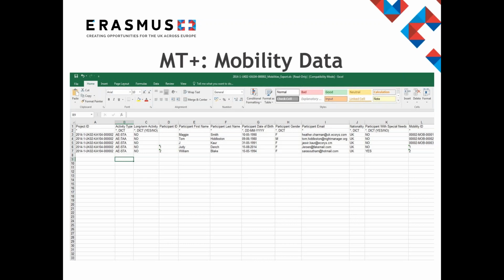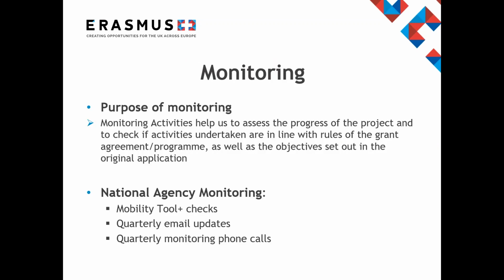Moving on to the next topic, and next slide. I am now going to cover monitoring conducted by the national agency. Both the national agency and you, as the beneficiary, are responsible for monitoring the project throughout its life cycle. Monitoring activities help us to inspect the progress of the project and to check if activities undertaken are in line with the rules of the grant agreement, as well as the objectives. This way we can recognize potential problems early on and offer help and advice if needed.